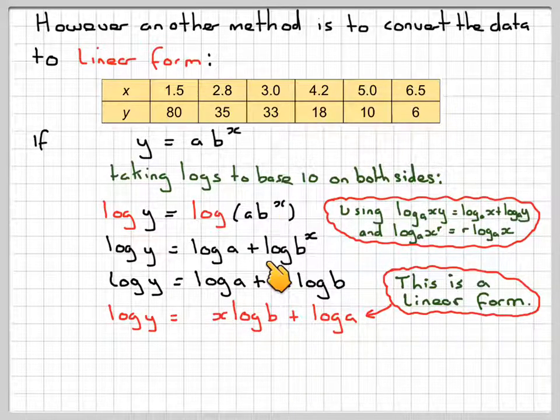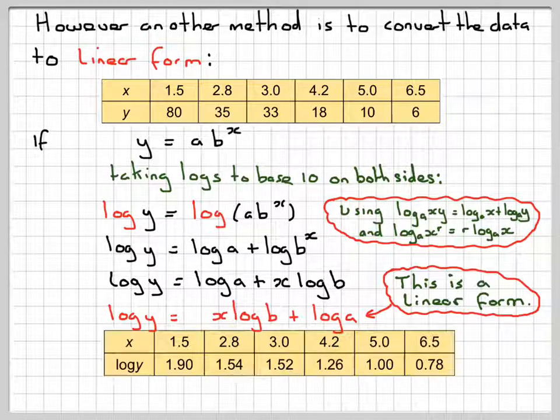We'll convert this data to a linear form, but what you have to do is plot x against log y. So you take the x value and now put it against log y. So you now take log y of 80, 35, 33, 18, 10 and 6.